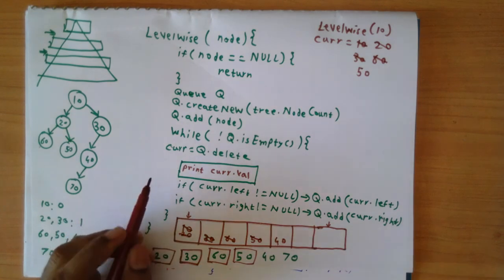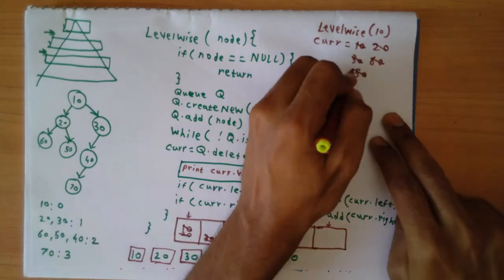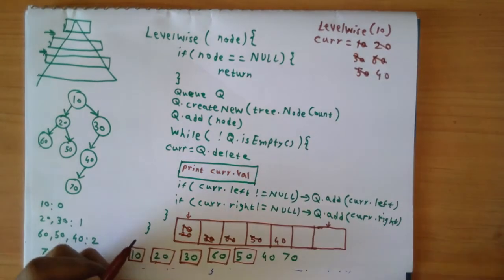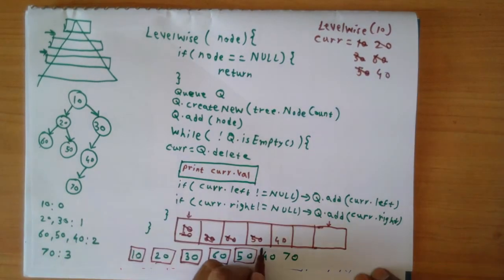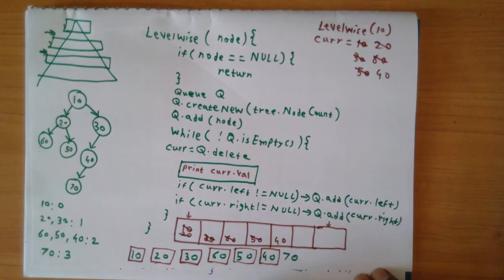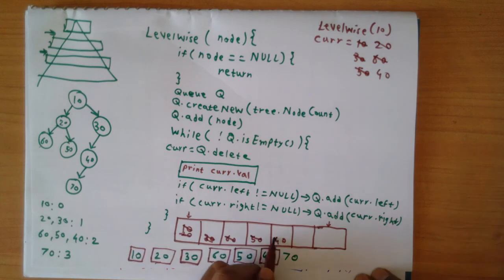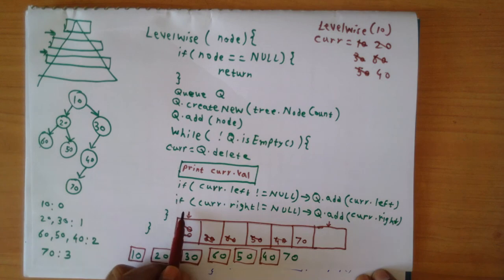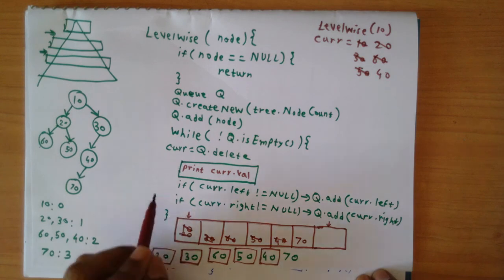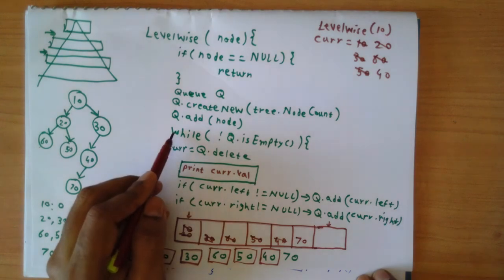So now I will delete 40. So my current will become 40. First thing to do is print it. So now 40 is added to my output. And then I ask the question if 40 has a left child. Yes, it does. So now 40 is gone, and the first thing to add to my queue is its 70. And then what is the next thing to do? Is 40 having a right child? It doesn't. I reach the end of the loop, go back to the beginning.